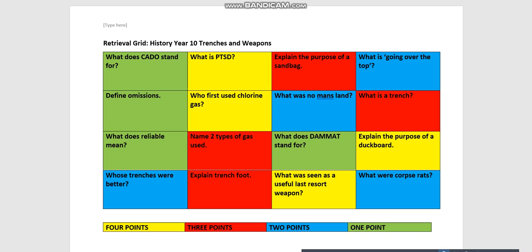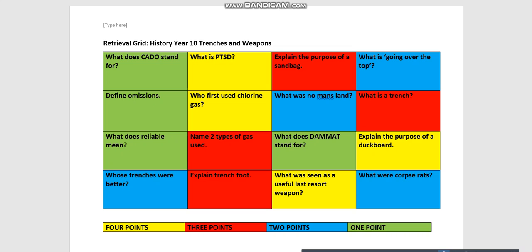I think having these retrieval grids can be better than the likes of a multiple choice quiz or a Kahoot, as at the end of the day pupils have to know the answer, and it can be quite easy for them to identify the correct answer when next to all the wrong answers. So I think this is a lot more useful.